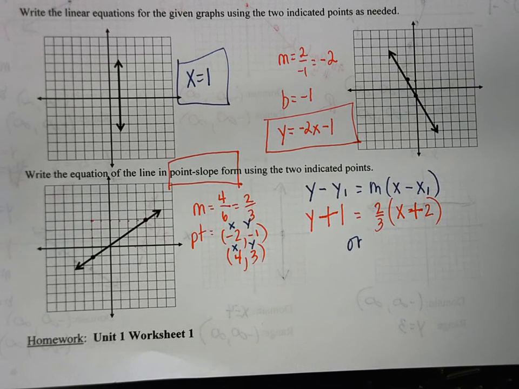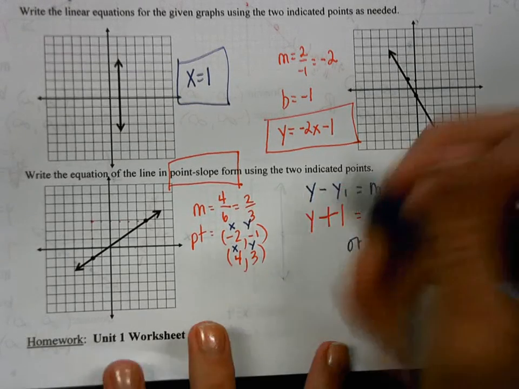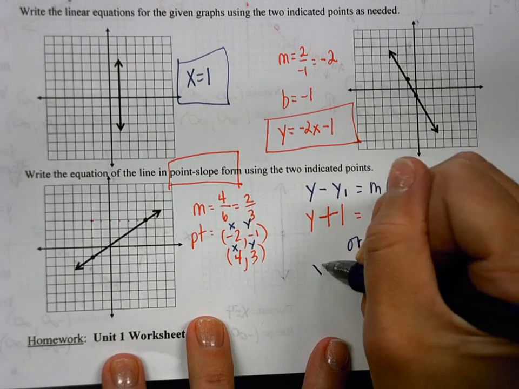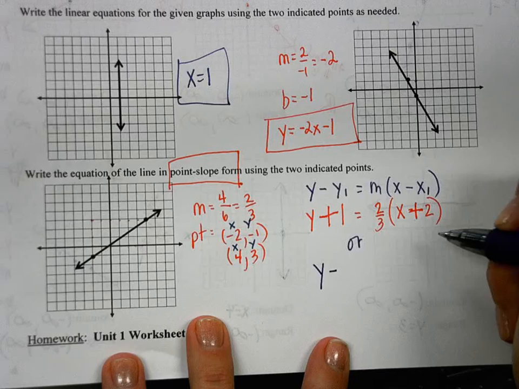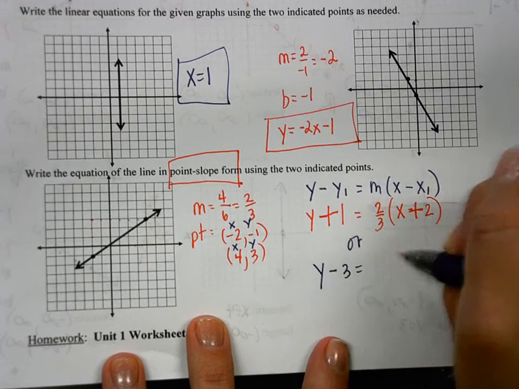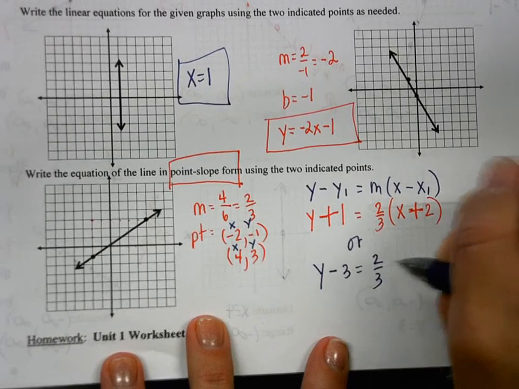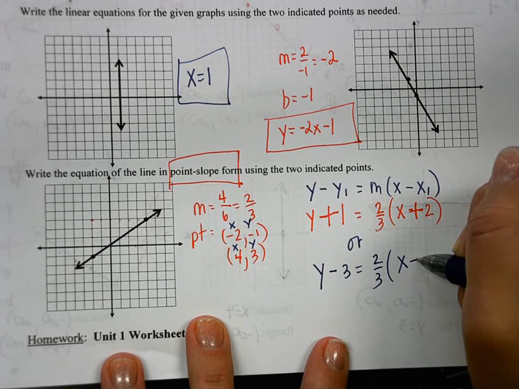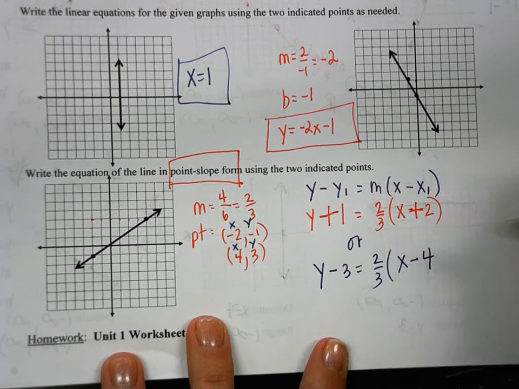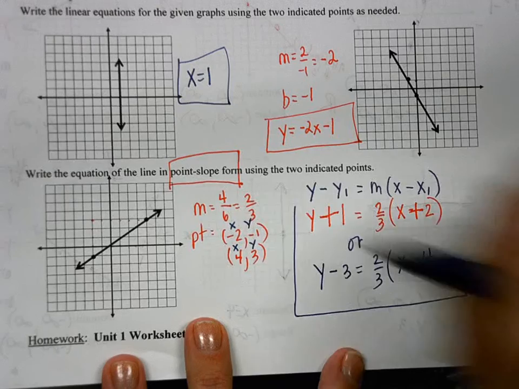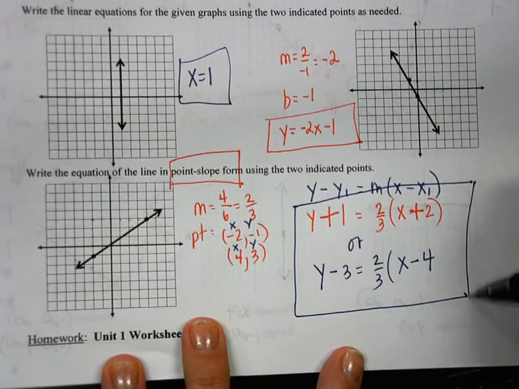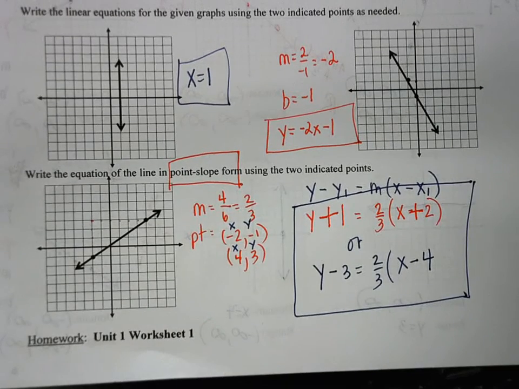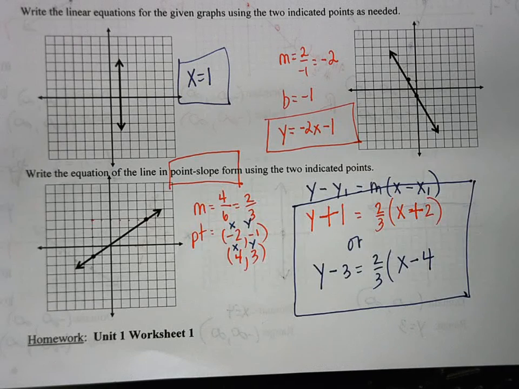Okay, so using that same formula, you would write this as y minus what? 3 equals 2/3 x minus 4. Okay, so it's always minus, but then you have minus and negative makes a positive. So you don't need to do 2 equations on your homework, just one, but I wanted you to see how it could be 2 different answers. Are there any questions?